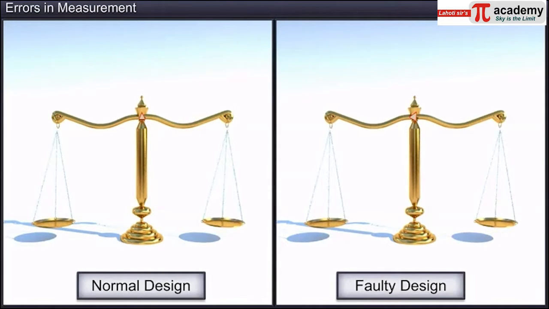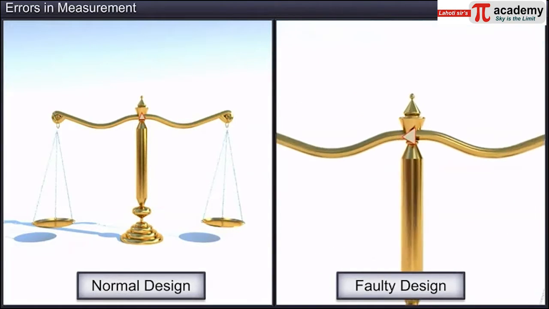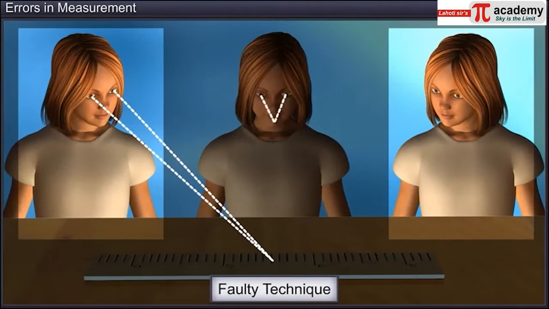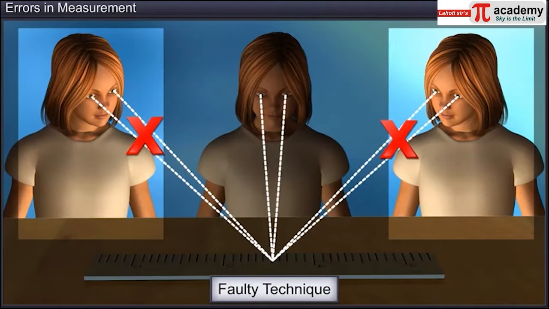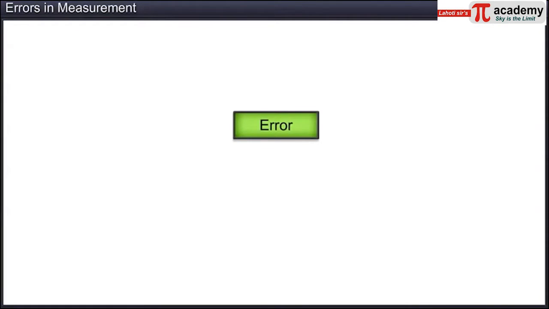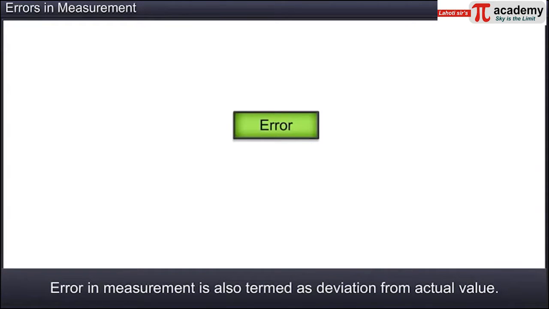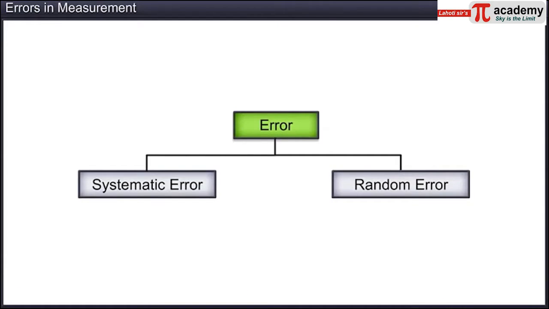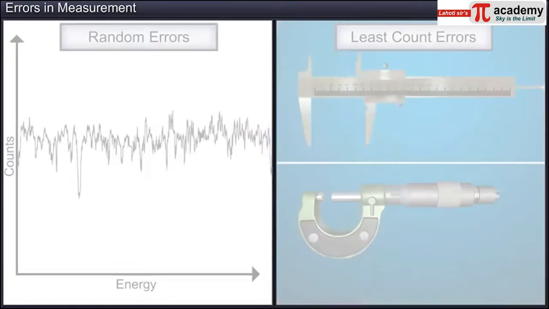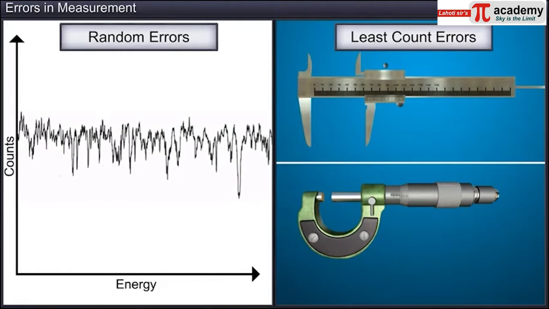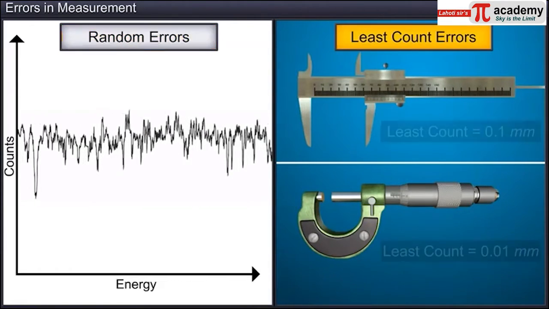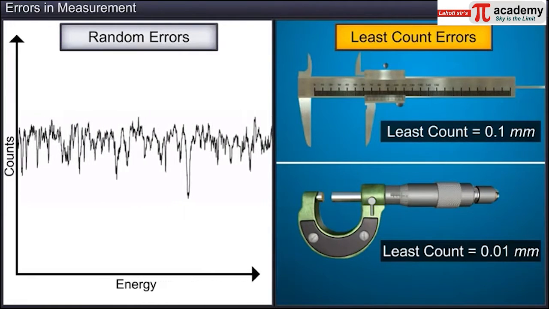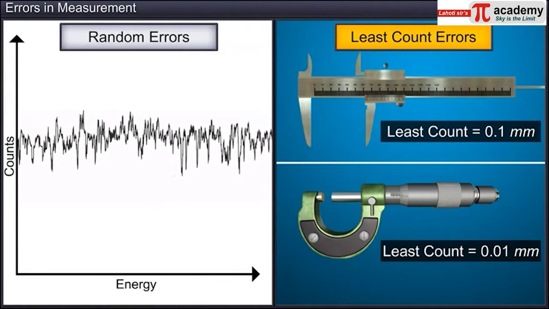In general, errors can occur due to a fault in the measuring instrument or a faulty technique of measurement. At times, an error in measurement is also termed as deviation from actual value. Errors are classified into two types: systematic errors and random errors. Generally, we study random errors and errors that occur due to limitations of measuring devices in a given situation.